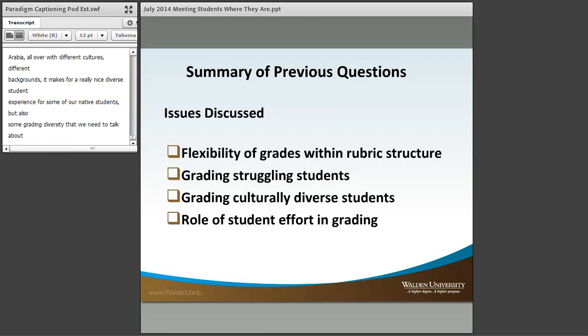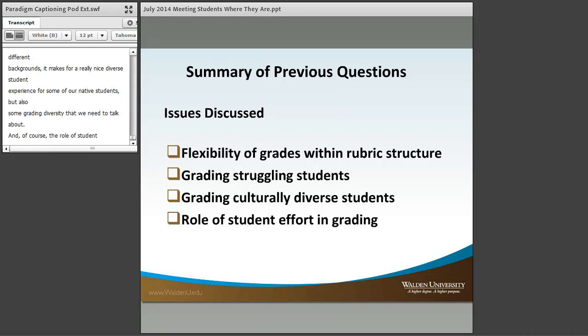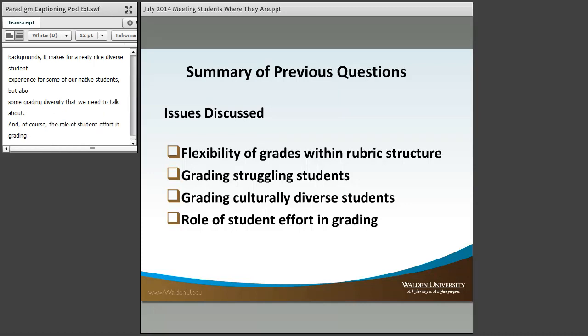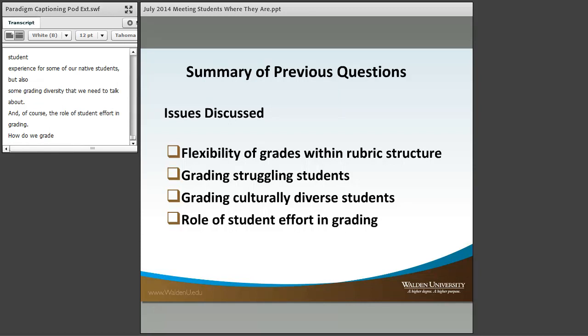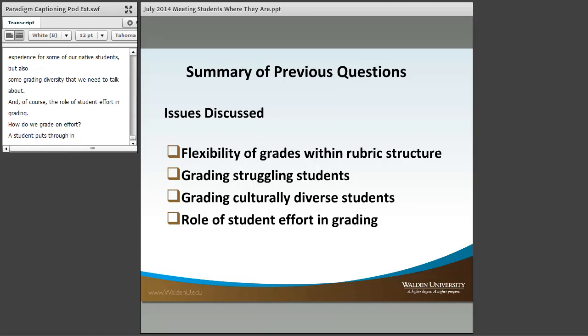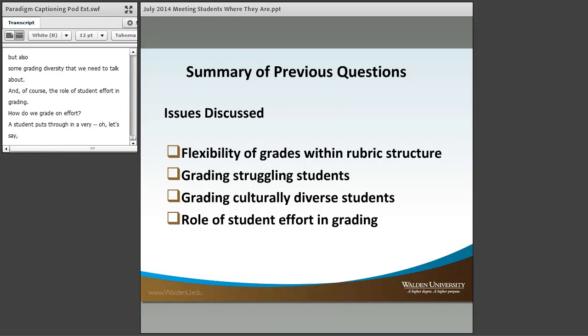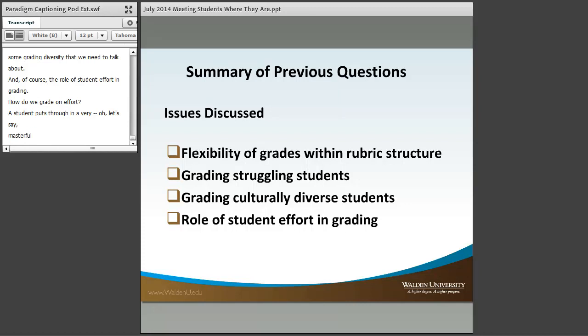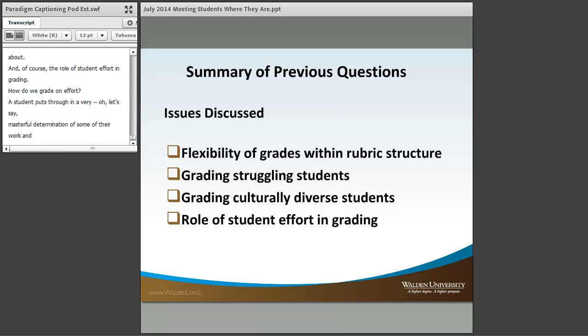And of course, the role of student effort in grading. How do we grade on effort? If a student puts through a very masterful determination of some of their work, do we grade it on effort or do we grade it according to the rubric?